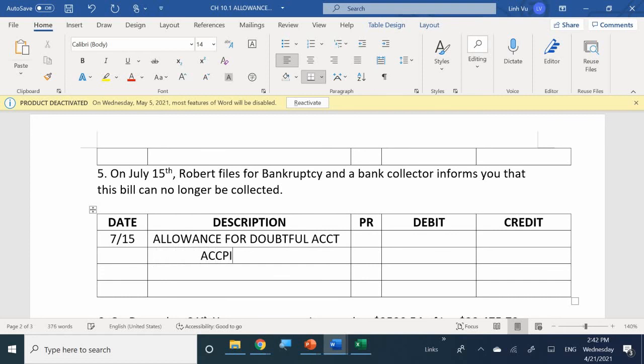It'll be for the 10/31/42. Yeah, because that's minus the 25. Perfect. And then once again, to remove Robert's accounts receivable balance.